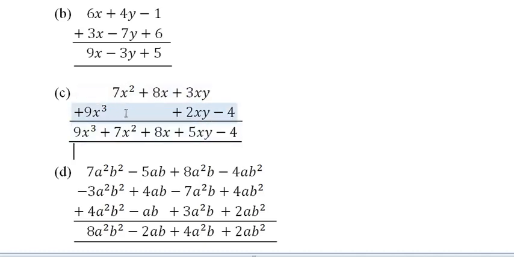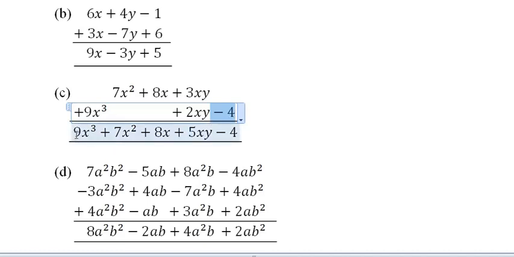There is no term out here to add with 7x squared because we don't have any like term here. And for 8x also there is nothing, and for 3xy we have 2xy out here, so they are the like terms, so we can add these two terms. And for minus 4, there is no constant in the first expression, so we will leave it like this.